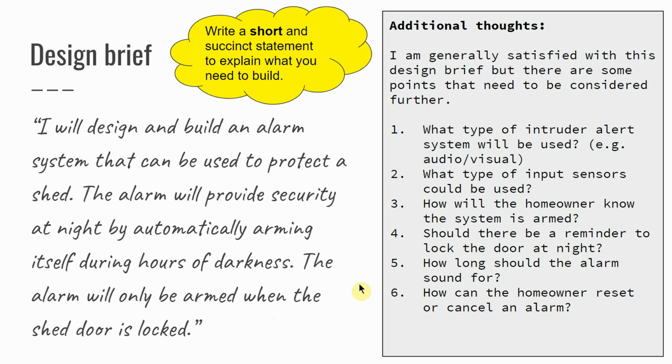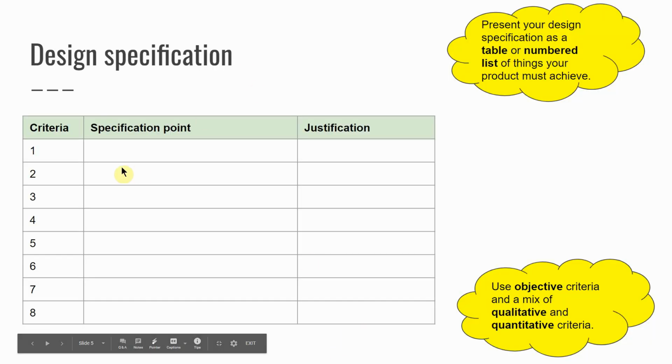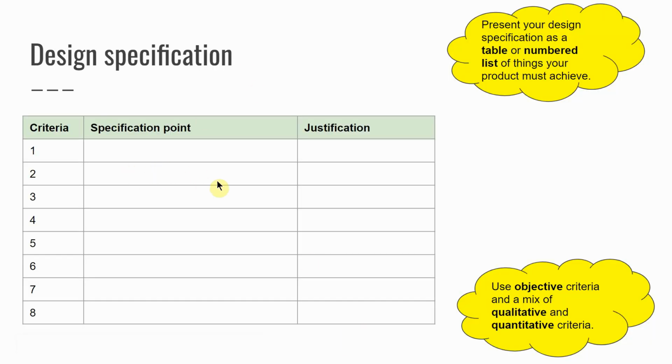Other points will be, okay, so let's say if we say that there's going to be a 20-second audio alert if someone goes in, or whatever it happens to be, then you need to put that as a detail, okay? And then hopefully you can add a justification to it as well, because then that's going to link back to your user's needs.